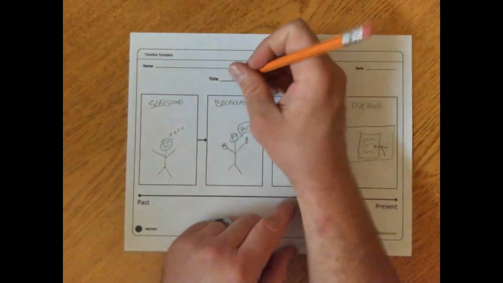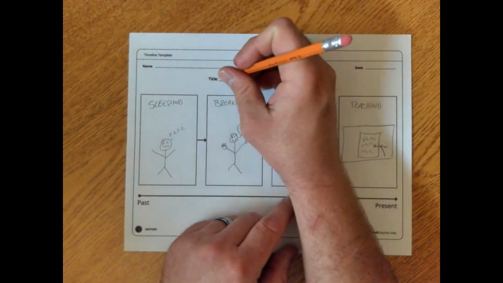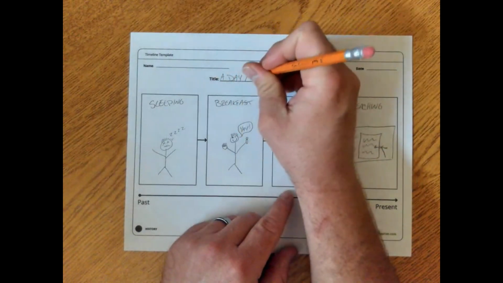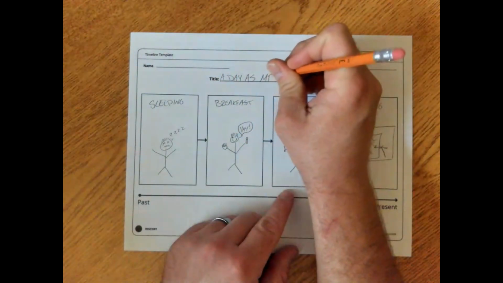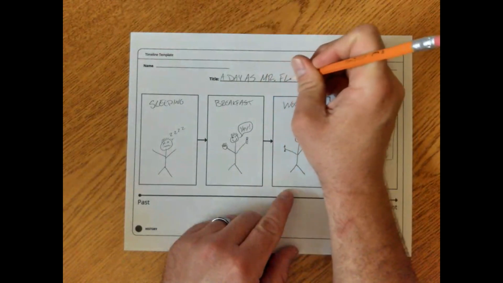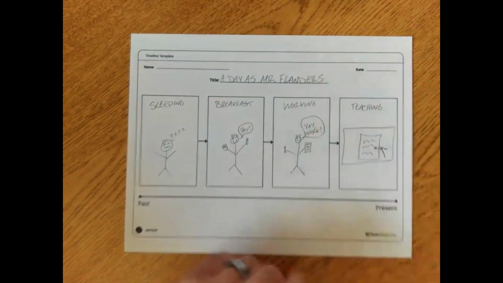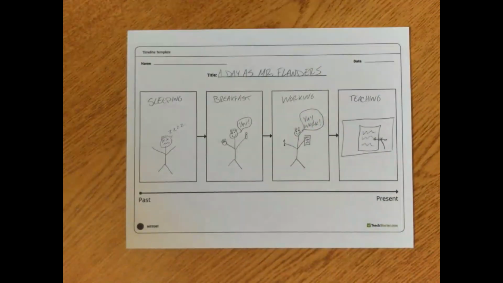The name for my timeline is going to be A Day as Mr. Flanders. Boom! A Day as Mr. Flanders. Alright? I think that is it, ladies and gentlemen. Okay? Yeah, I think we're concluding.